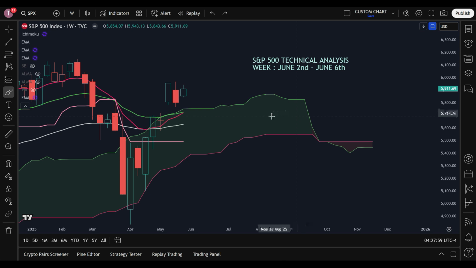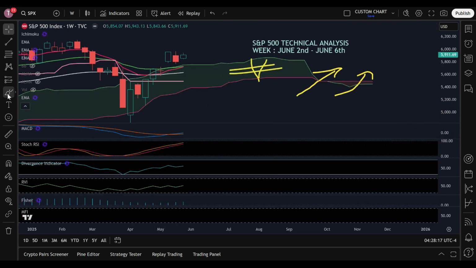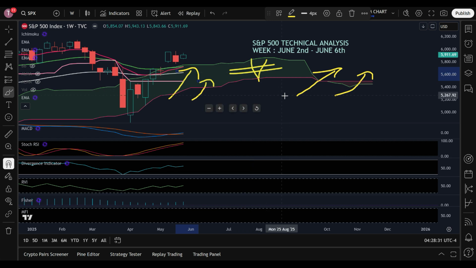In terms of the technical indicators, the S&P 500 is bullish through the Bollinger Bands on the weekly chart. The S&P 500 is bullish through the Ichimoku cloud on the weekly chart. The S&P 500 is neutral through the moving averages on the weekly chart. The S&P 500 is confirmed bullish through the MACD, moving average convergence divergence, on the weekly chart. S&P 500 is bullish through the stochastic RSI on the weekly chart.